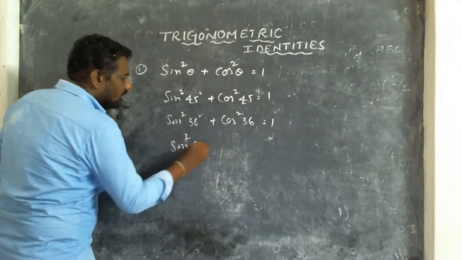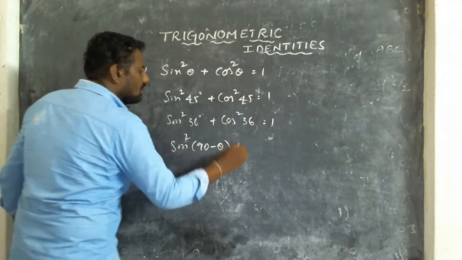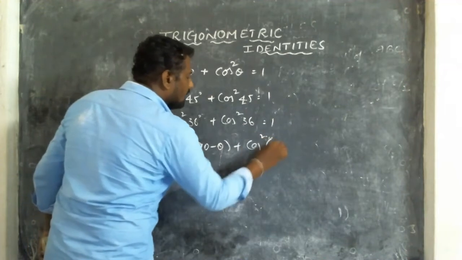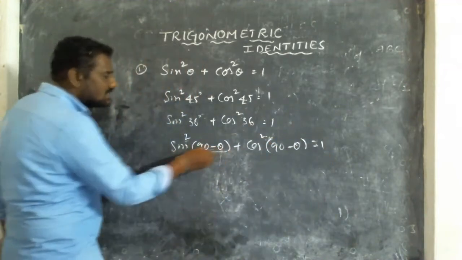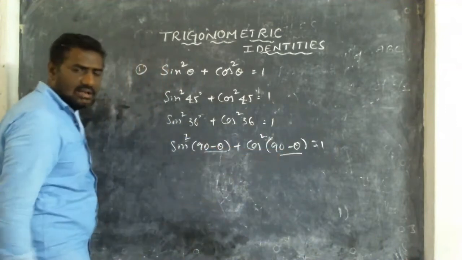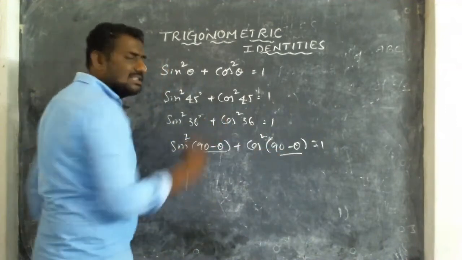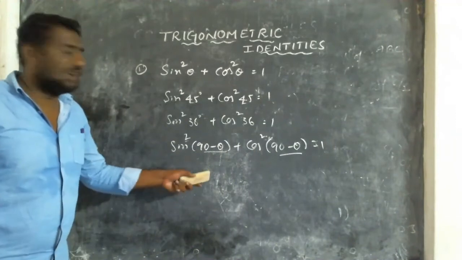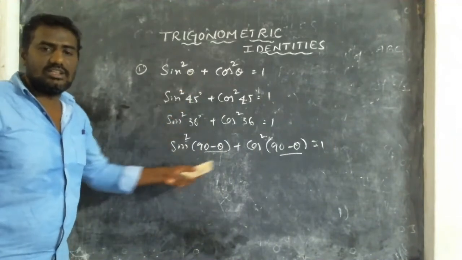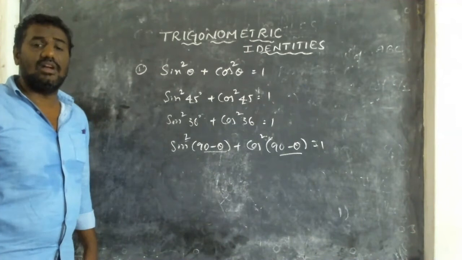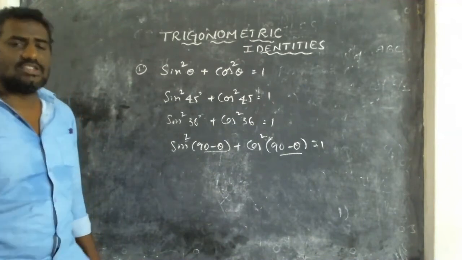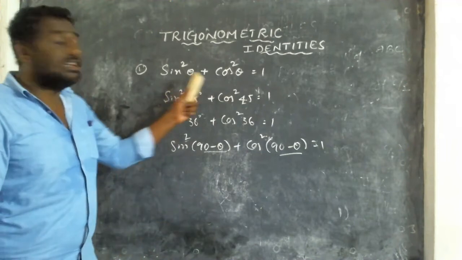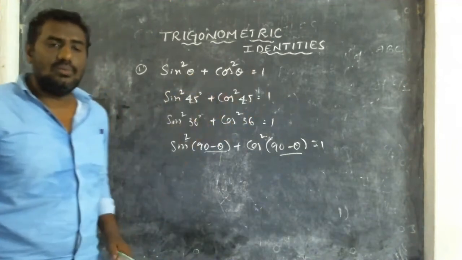Sine square of 90 minus theta plus cos square of 90 minus theta. I can write the answer as 1 because the angles are the same, and these two are sine square and cos square. So this is in the form of the formula sine square theta plus cos square theta, and we can write the value as 1. Did you understand, children? This is the first identity: sine square theta plus cos square theta equal to 1.